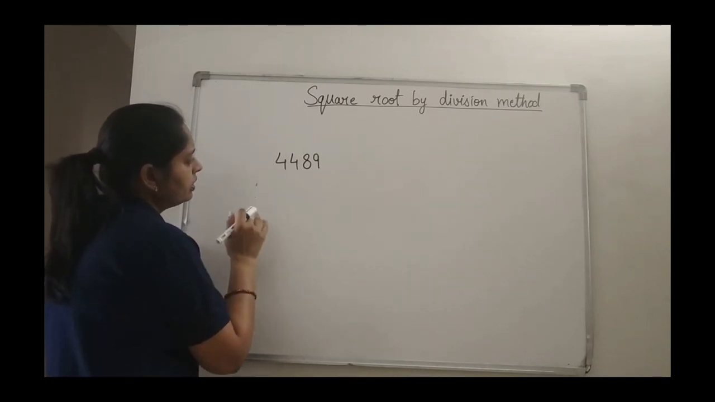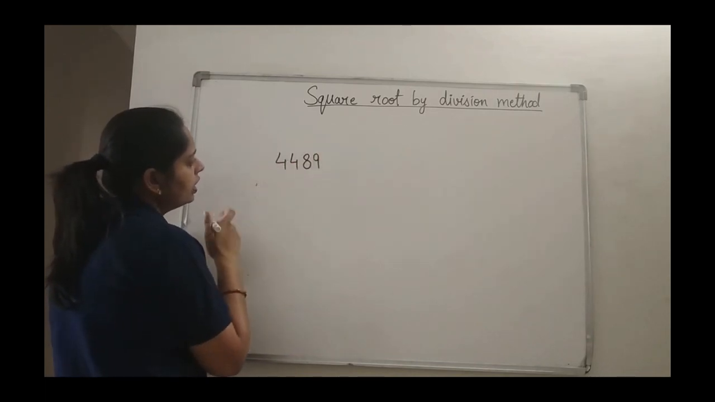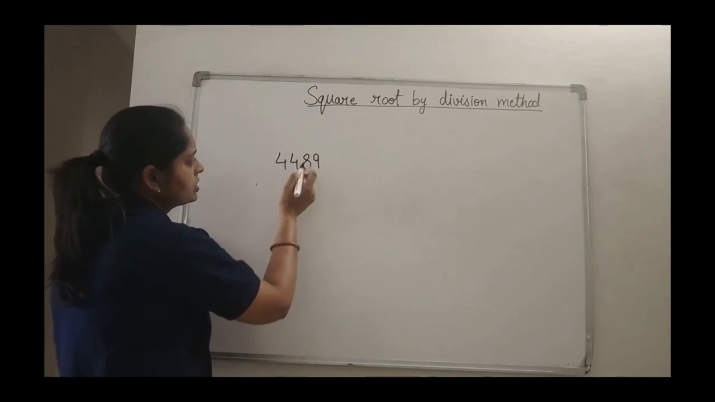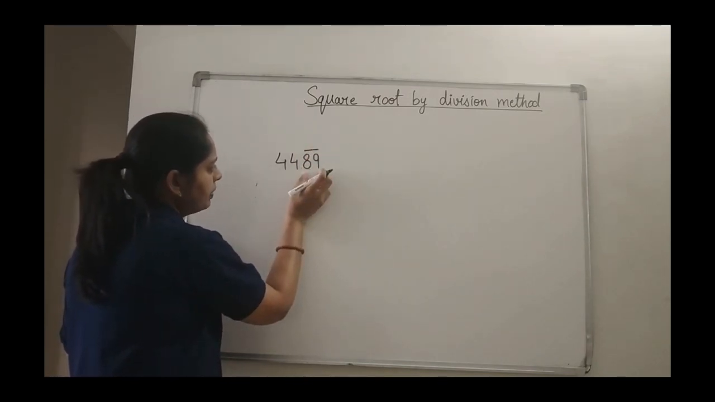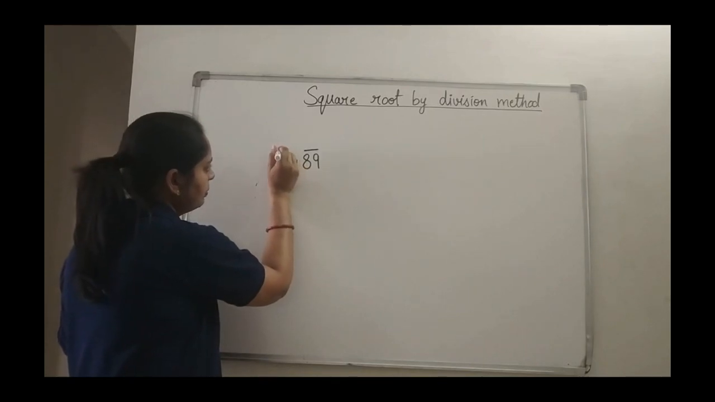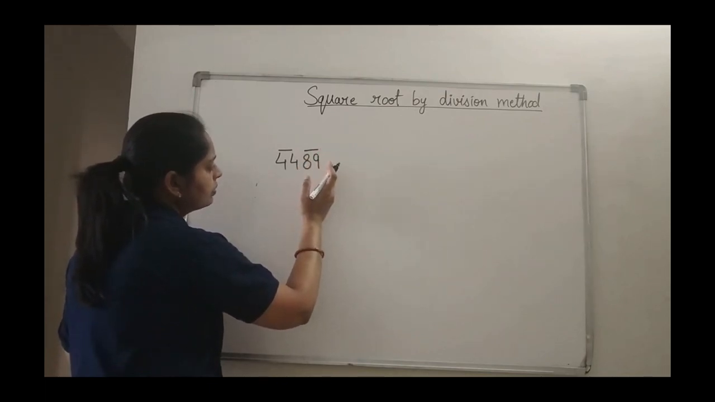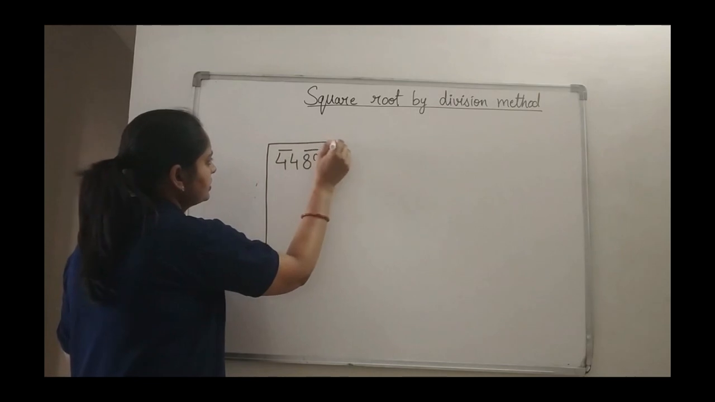For the division method, what we have to do, first we have to make the pairs from the unit place. Start making the pairs, and we have to put a bar over them. We have made the pair for 89 and we have made the pair for 44. Always we have to start making the pairs from the right corner, that is from the unit place. And then make a line like this.